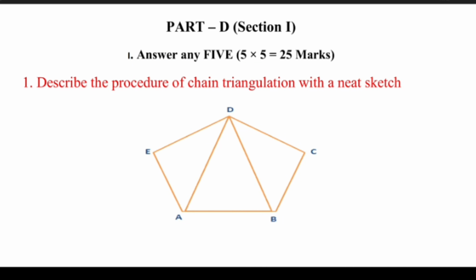This is a model question paper, Basic Surveying, Part D, Section 1, a 5 marks question. We have to describe the procedure for chain surveying with a neat sketch. This is the chain triangulation survey, and this is the sketch. I am going to explain the remaining things.